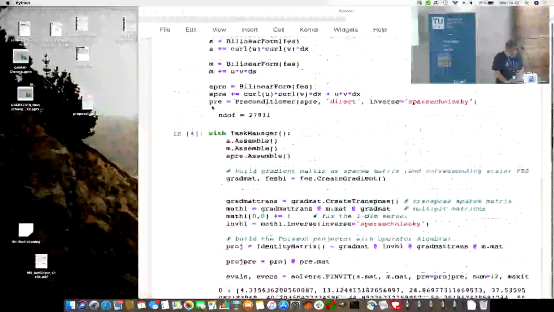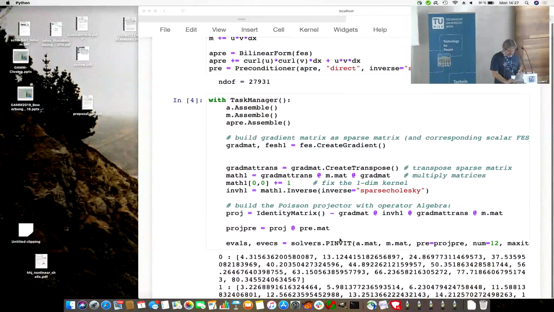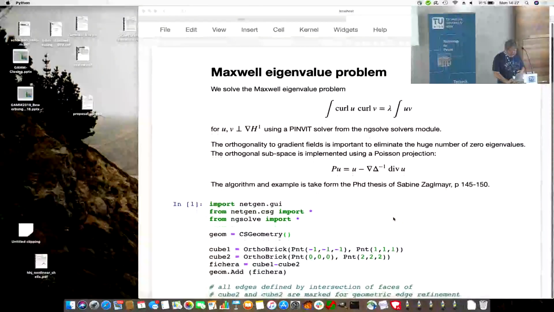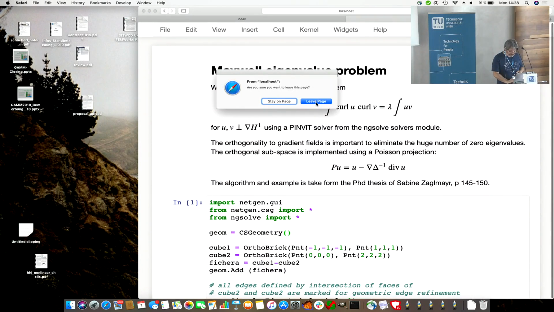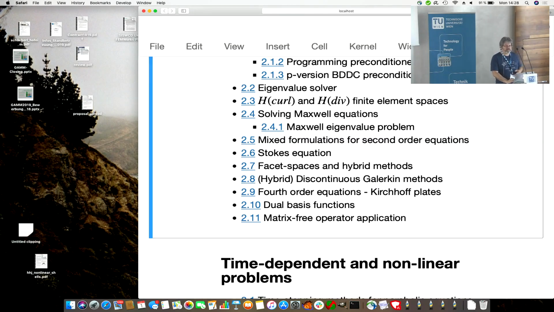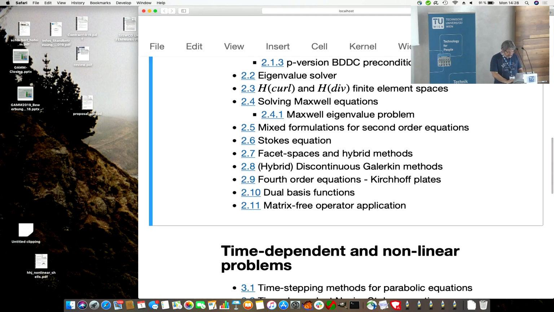Okay, what we have seen here is we are calling a built-in eigenvalue solver. We're getting matrices. We can combine the matrices by this operator notation. If you understand the HB refinement, HDiv is always used for some mixed problems. Let's look at mixed formulations for second-order equations in here.